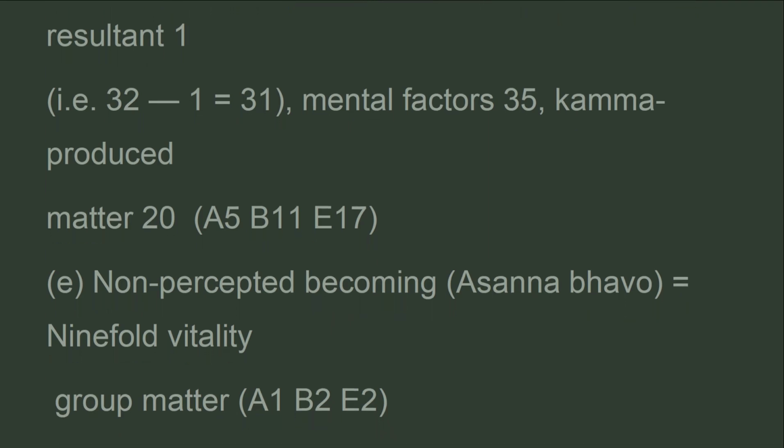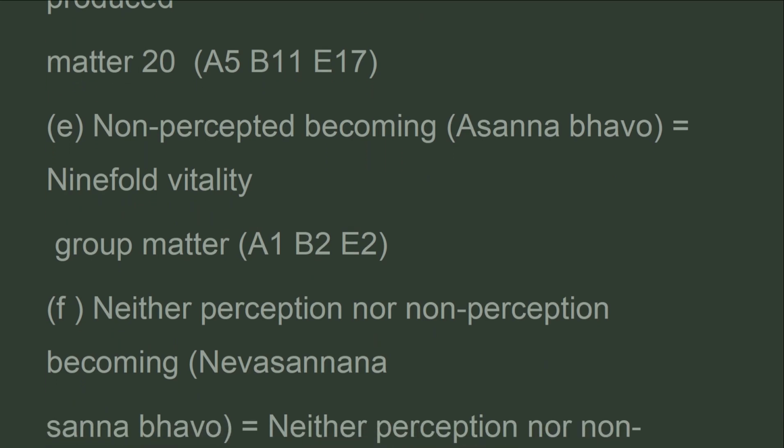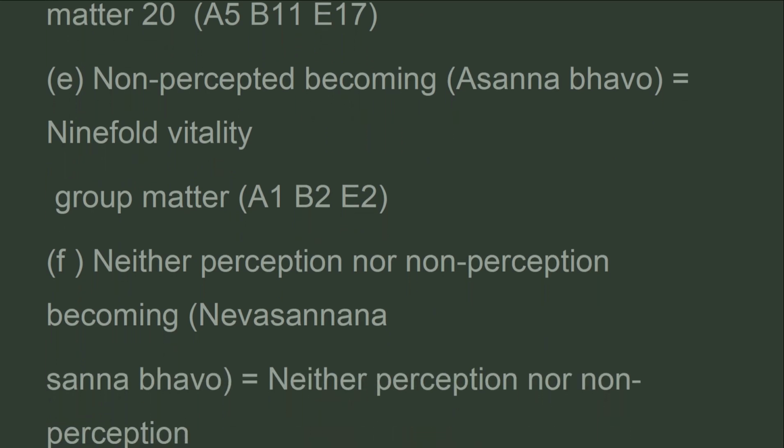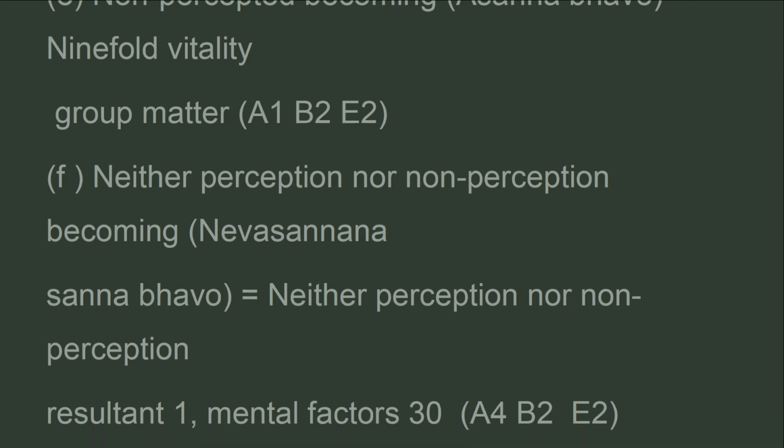Non-perceptual becoming equals ninefold vitality group matter. Neither perception nor non-perception becoming, nevasannanasanna bhava, equals neither perception nor non-perception resultant 1, mental factors 30.